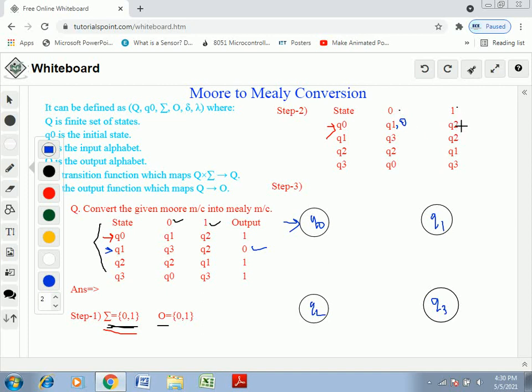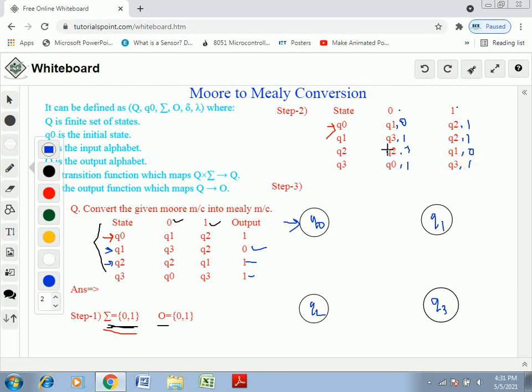Next check for Q2. In the question, the Q2 state generates the output 1, so we write here a 1. Next check for Q3. Q3 generates the output 1, so I write here the 1. Next Q2 generates the output 1, I write here a 1. Next Q2 generates the output 1. Next Q1 generates the output 0, so I write here a 0. Next Q0 generates the output 1. Next Q3 generates the output 1.